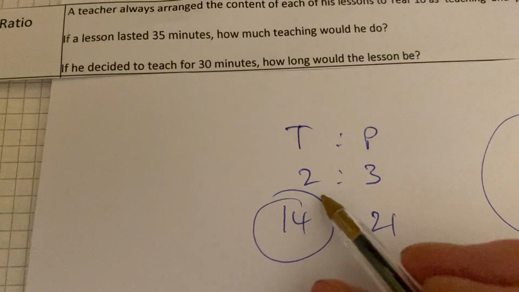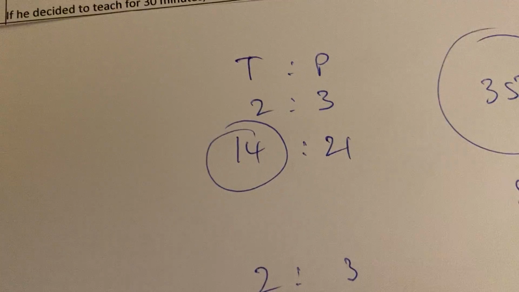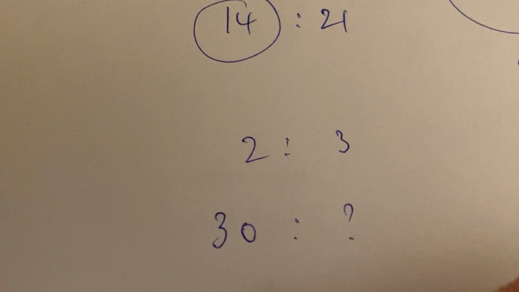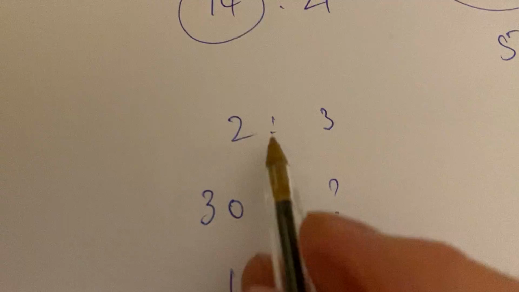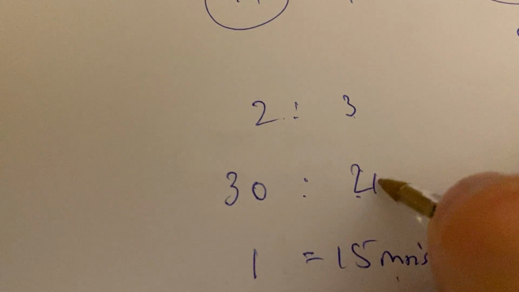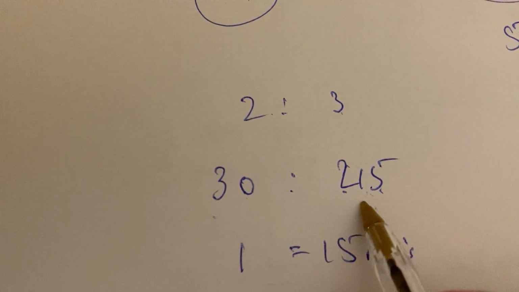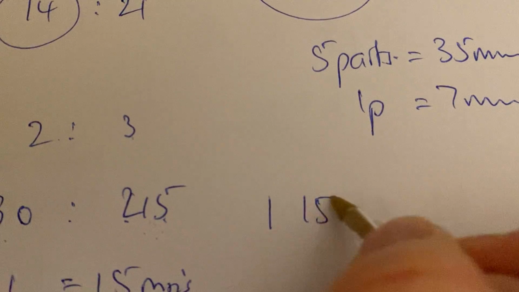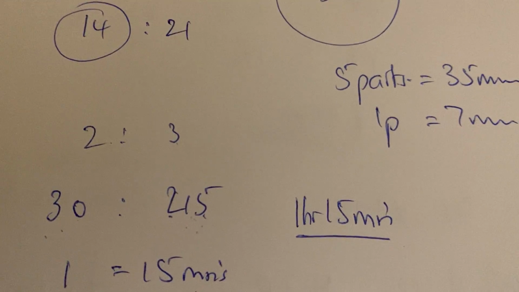If you decided to teach for 30 minutes, how long would the lesson be? Okay, so slightly different now. If this is now 30, what would that be? And the combined would be the total length of time. Well, if 2 parts equal 30, then 1 part must equal 15 minutes. And if they've got 3 parts, that must be 45 minutes. And therefore add half an hour plus that, that's half an hour plus 45 minutes, so half an hour, 15 minutes, 1 hour, 15 minutes. Okay, job done.